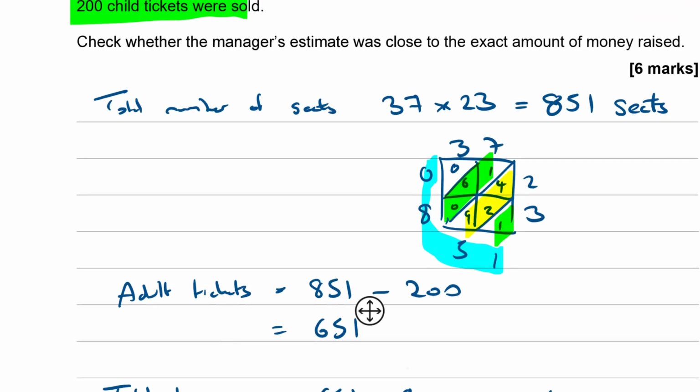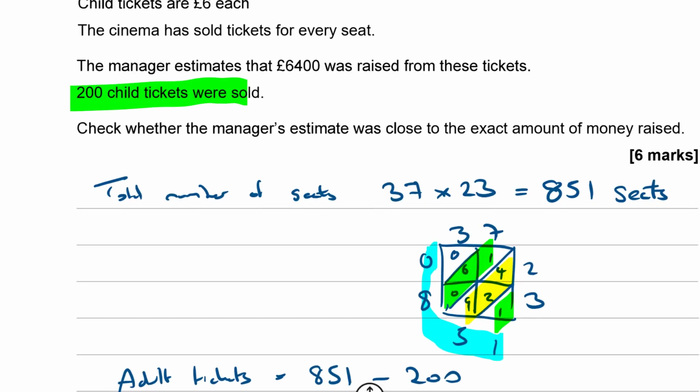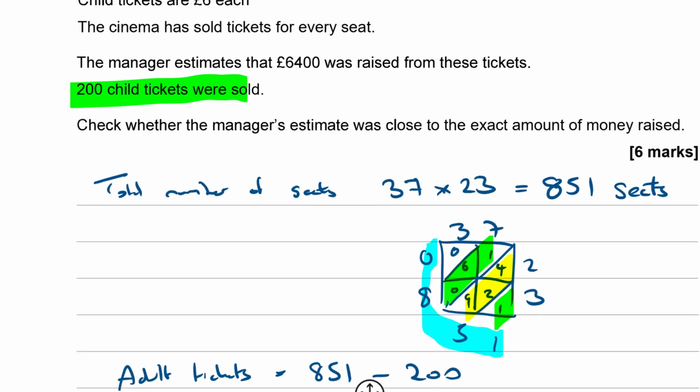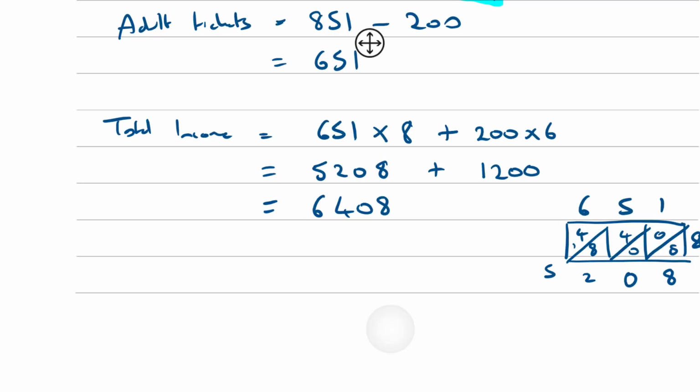Right, so you remember the question wasn't how much did we make, it was to check the estimate of the manager, and that the manager estimated it was £6,400. Now if we worked out it's £6,408, so looks like the manager was pretty much spot on, wasn't he? So I'm just going to write down the manager's estimate was accurate.